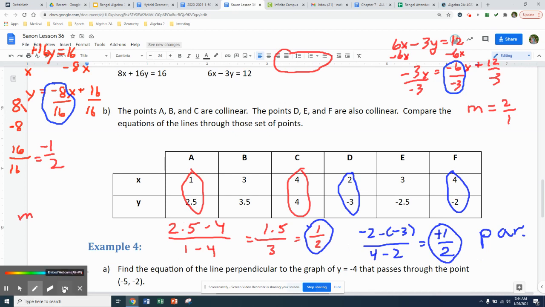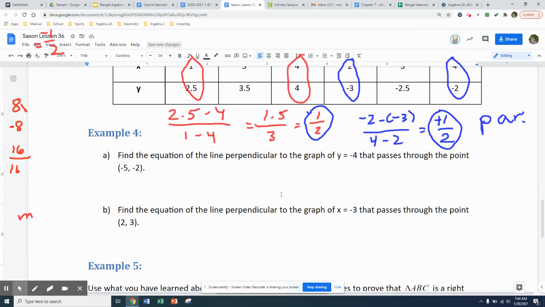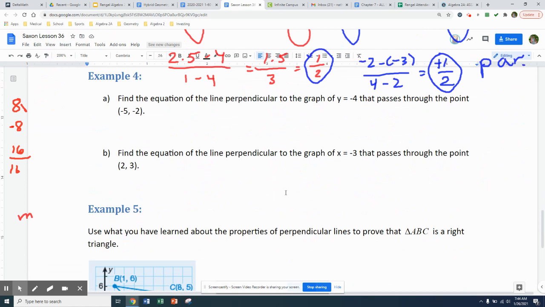So again, we're just reinforcing that your lines that are perpendicular are going to have opposite reciprocal slopes. Lines that are parallel are going to be exactly the same slopes. Heading down to example 4. Example 4 is going to use equations that have just one variable.